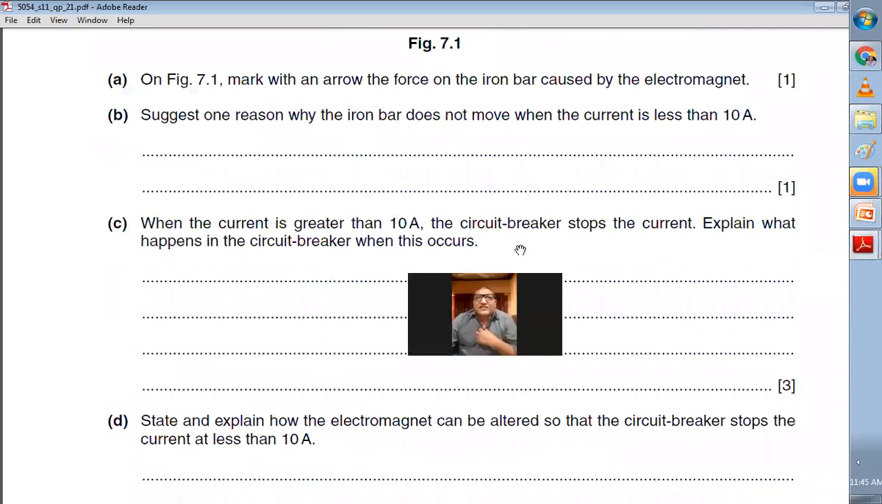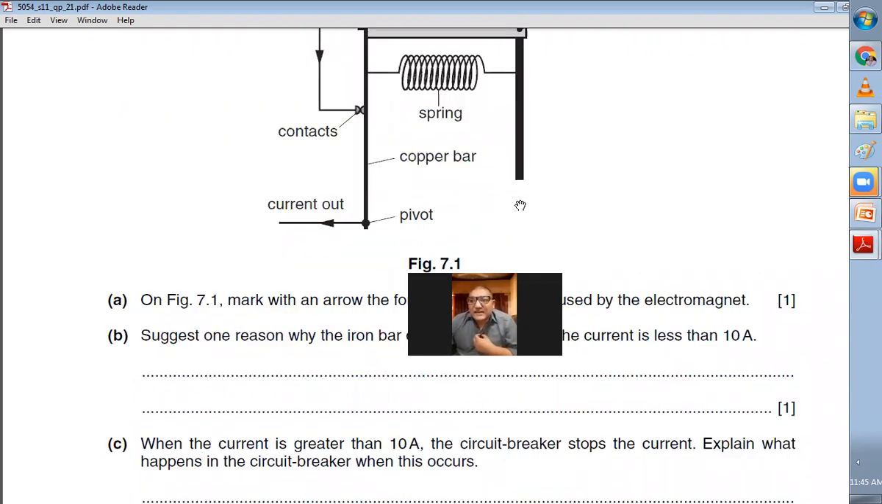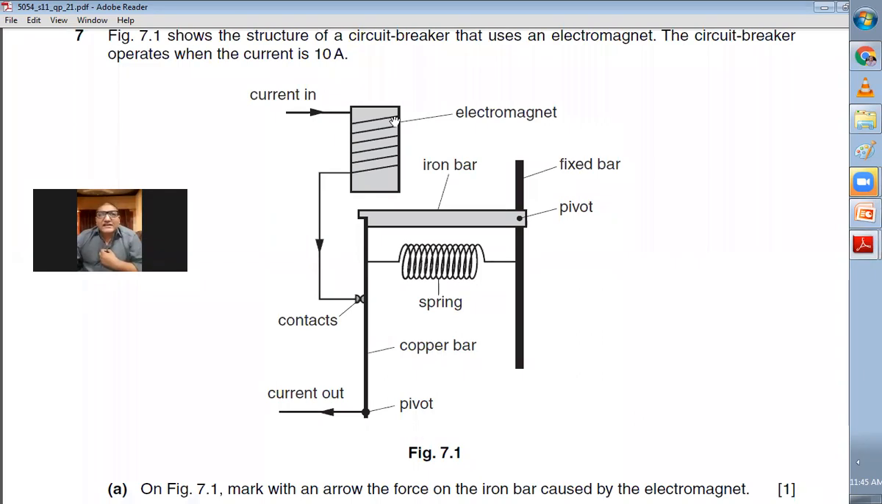suggest one reason why the iron bar does not move when the current is less than 10 ampere. You see what is happening here. When the current is less than 10 ampere, this electromagnet will be an electromagnet, but it will not be strong enough to lift this iron bar upward, because the force with which this electromagnet attracts the iron bar will be less than the weight of this iron bar. So the iron bar will not move up.